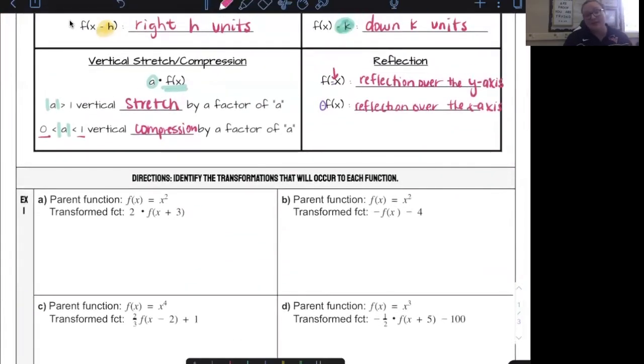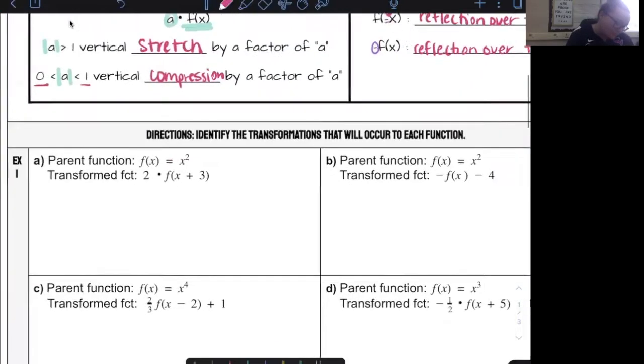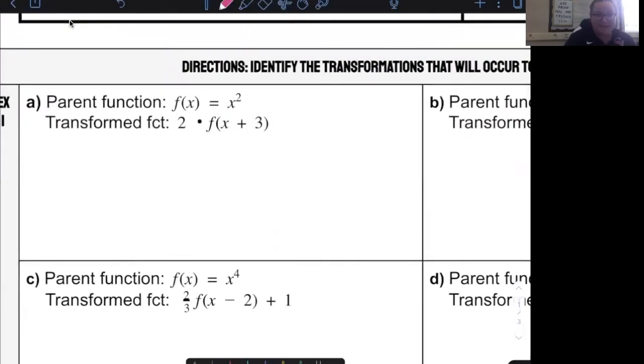We're actually going to rewrite the equation of the function. That's all we're going to do. We're going to rewrite the function with the transformations that occur, and we're going to describe the transformations.